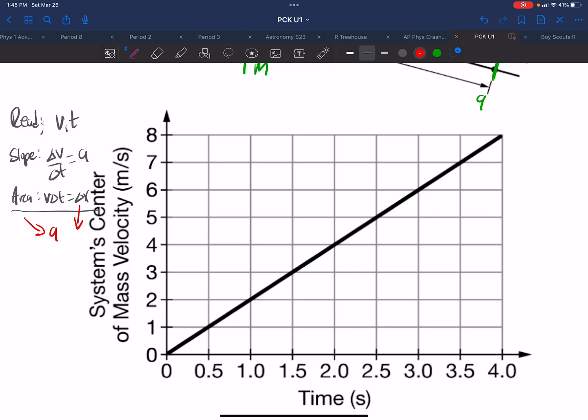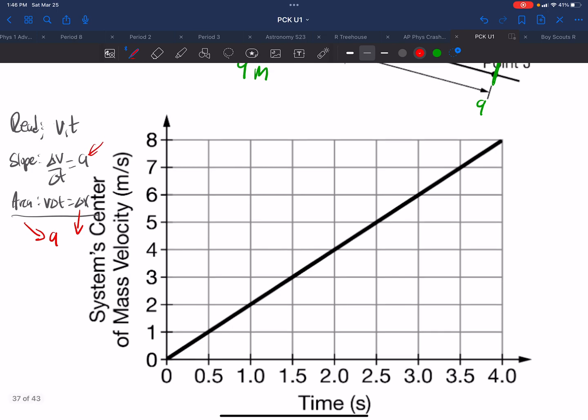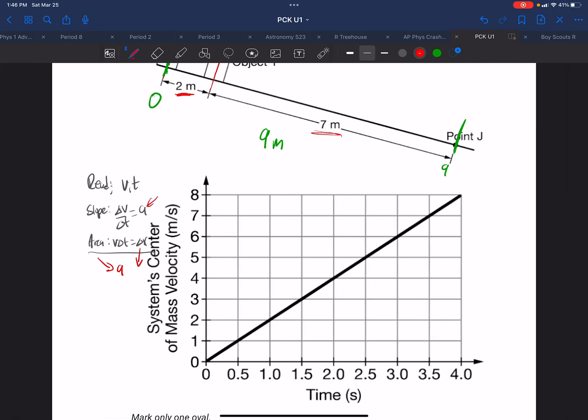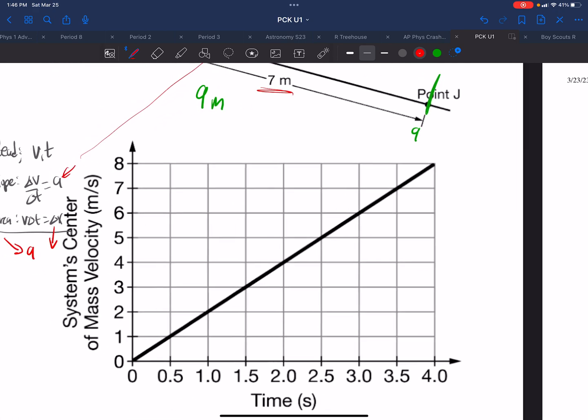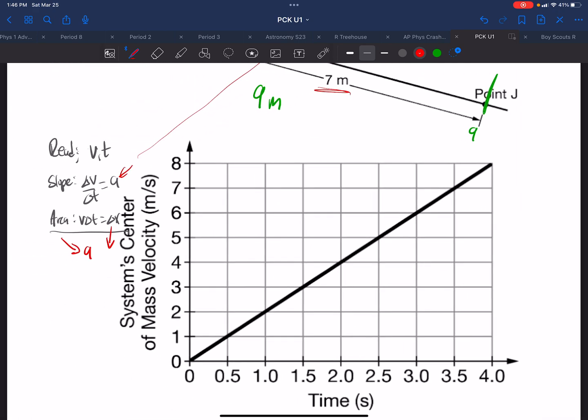Another way might be to determine the acceleration and plug it into our equation above. I'll start with doing the equation, then we'll go back and consider the area. So the acceleration is the slope, and the coordinates of this point are 4, 8, and 0, 0. So the acceleration, delta v over delta t, is 8 minus 0 over 4 minus 0, which is 2 meters per second squared.